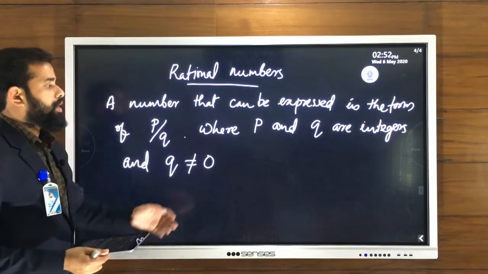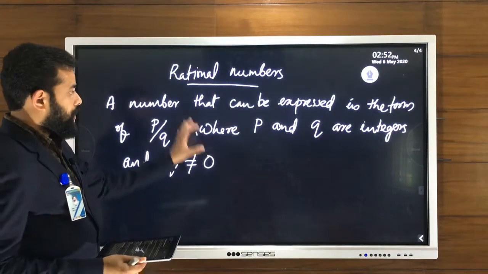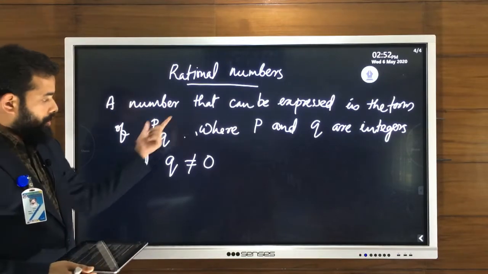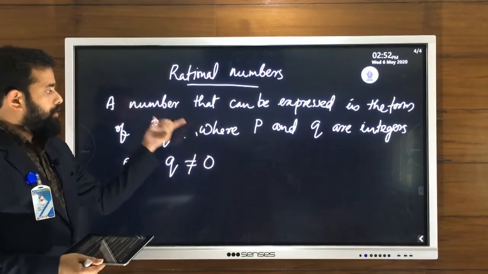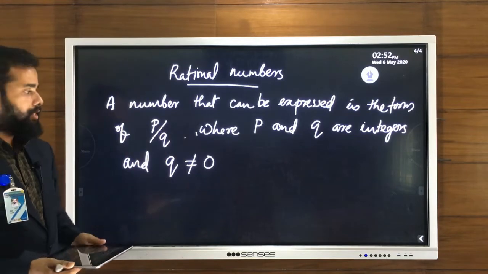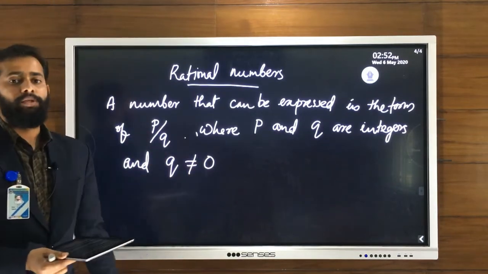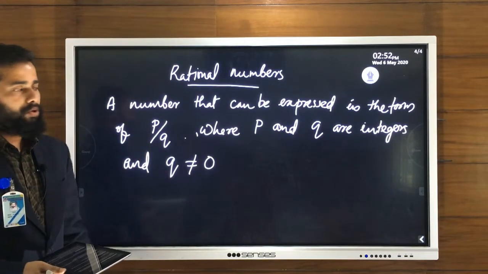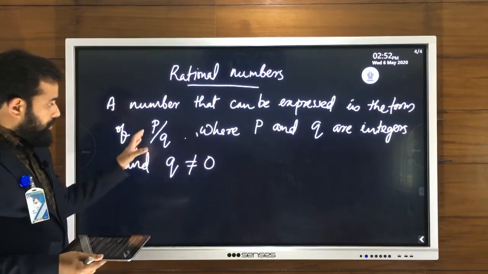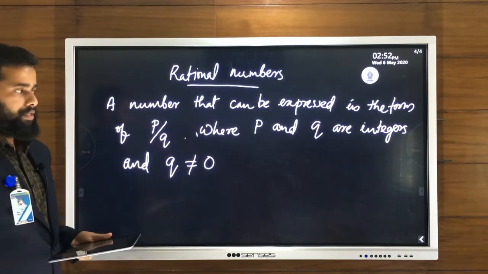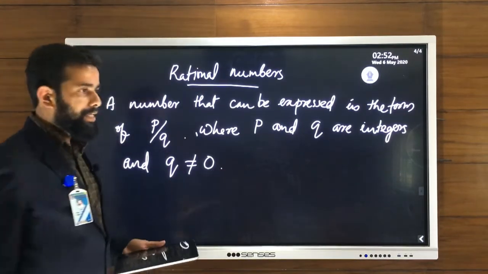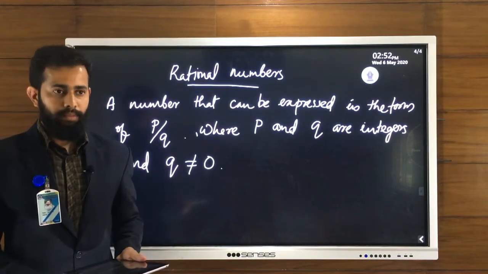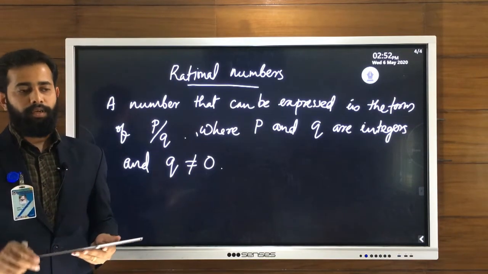These 2 points you have to remember when you define a rational number, or when you make a rational number, where P is the numerator and Q is the denominator. The numerator and denominator should be integers and the denominator will not be equal to 0. All the non-zero numbers can be the denominator in a fractional form or rational numbers, but 0 cannot be the denominator, that we have to remember.